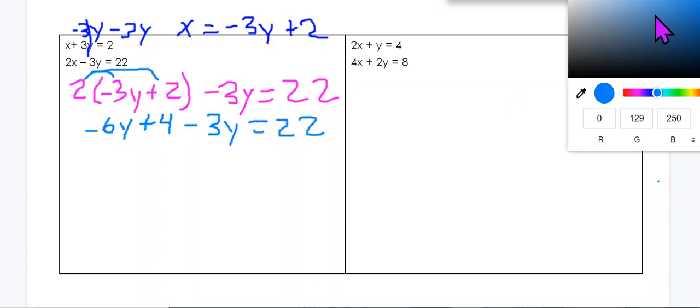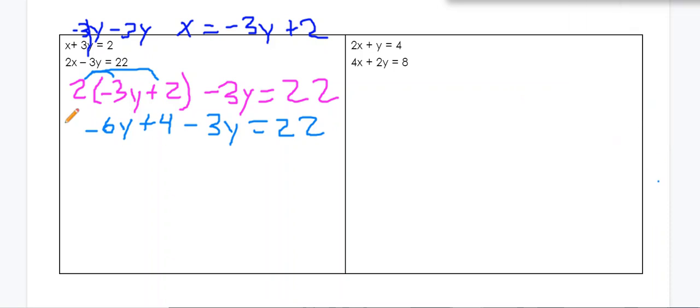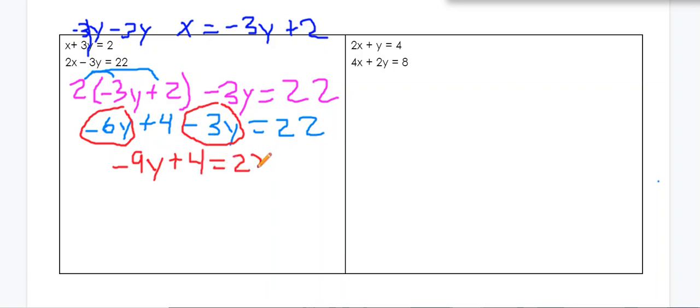All right, so now I'm going to combine my like terms. So I'm looking over here, what can I combine? Well, I can combine this negative 6y and this minus 3y. Negative 6y minus 3y would give me negative 9y. I still have that plus 4, so I'm going to bring that down, and it's still equal to 22. So now it's a two-step equation. I want to get y by itself, so I'm going to get rid of this plus 4. I'm going to do minus 4 to get rid of it because that's the inverse operation. 22 minus 4 will give me 18. And on my left side, I still have that negative 9y.